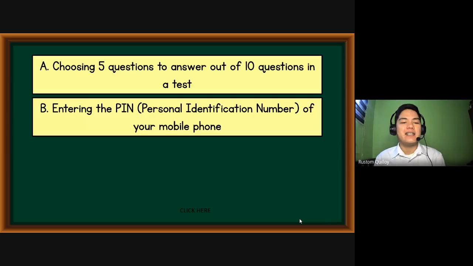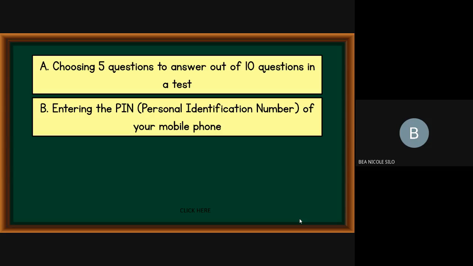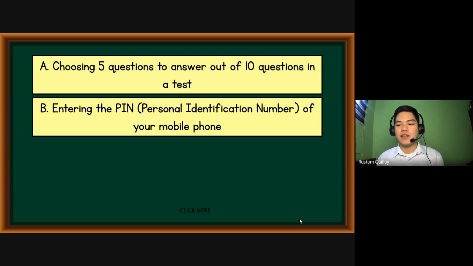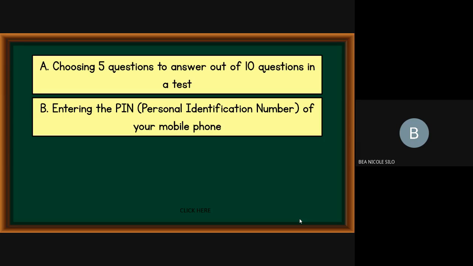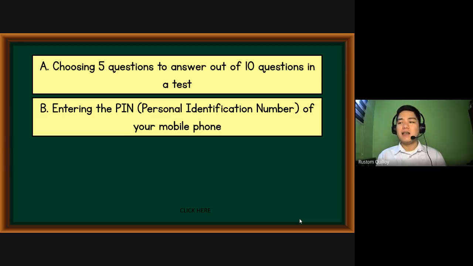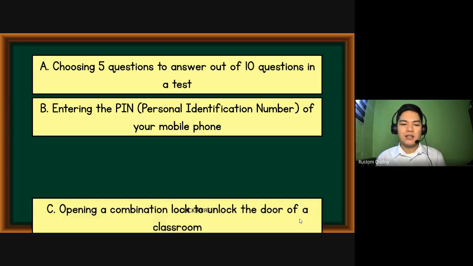Letter B, entering the PIN or personal identification number of your mobile phone. Yes, Bea. Permutation po. Yes, that is permutation. Very good. Why permutation? Kasi po sir, pag iba ng number yung nilagay niya, hindi na po tatama yung password. Yes. So, pag ni-arrange natin yung numbers, hindi na natin ma-unlock yung mobile phone.